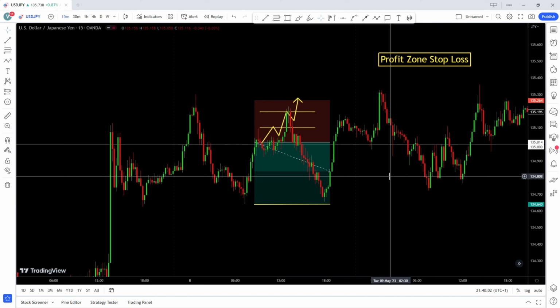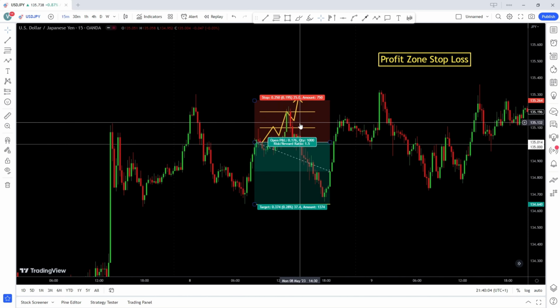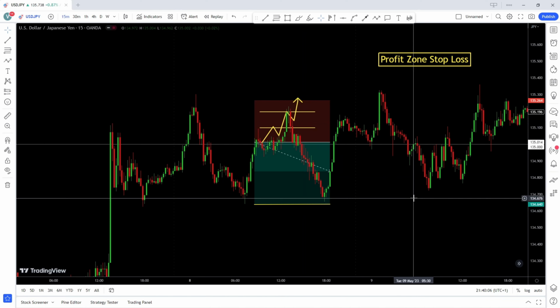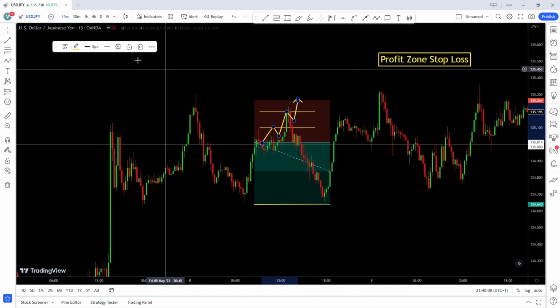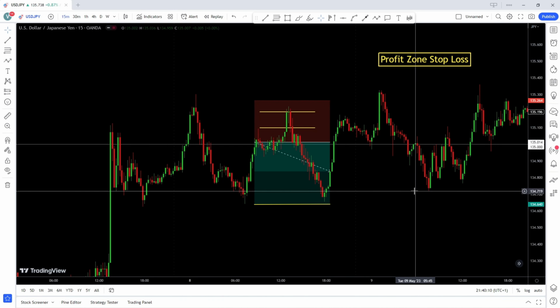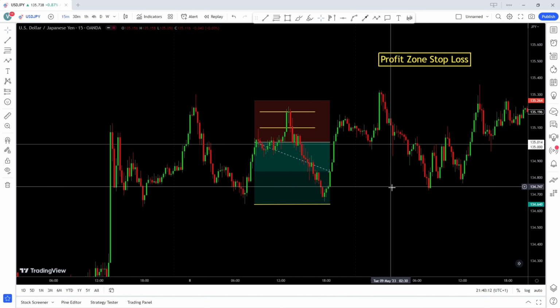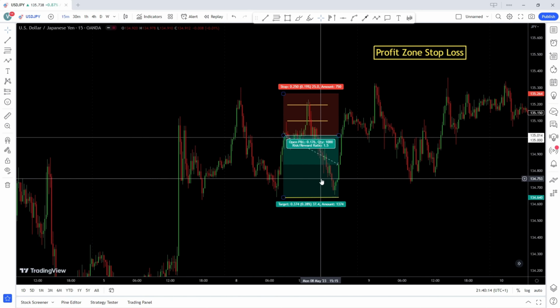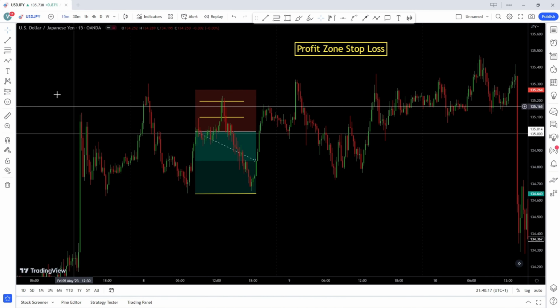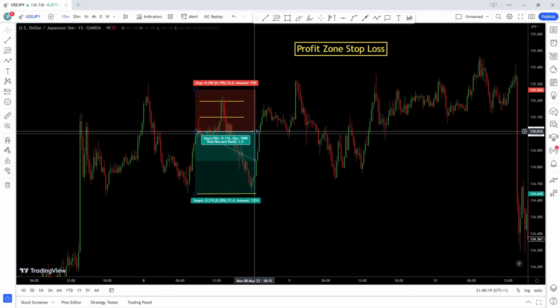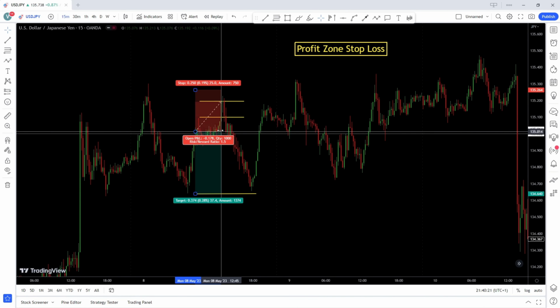But at the same time, we've profited from the actual stop loss itself. So this drastically reduces your risk, and also allows you to actually profit from your stop loss. So ultimately it's going to look like this. Let's just move that over to here.